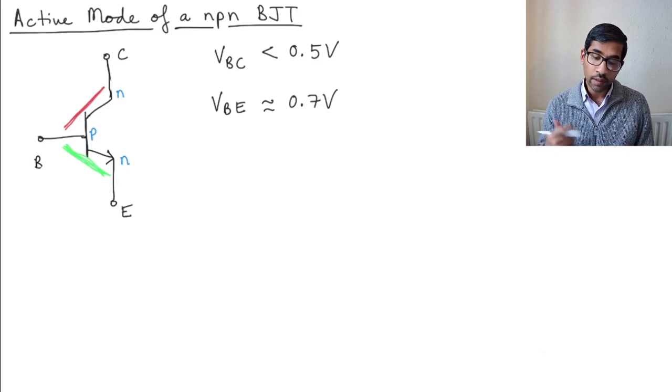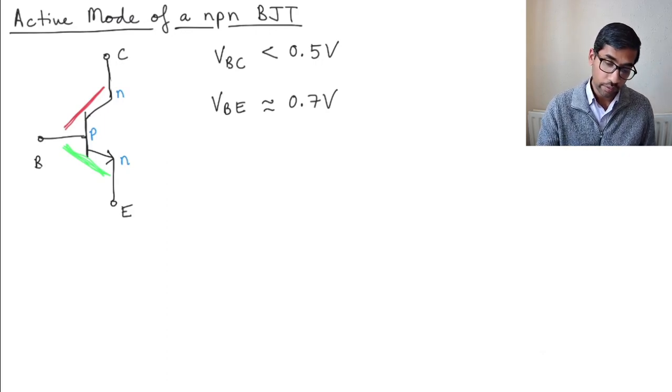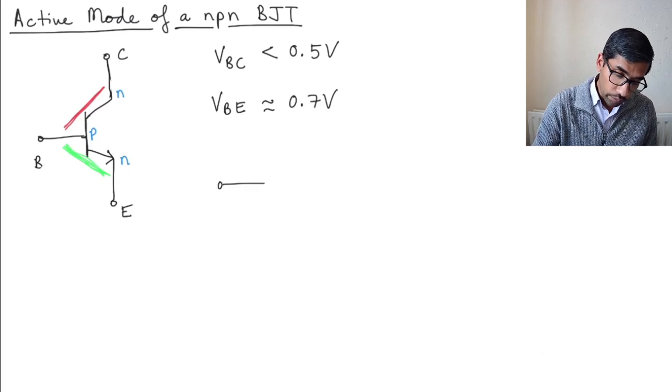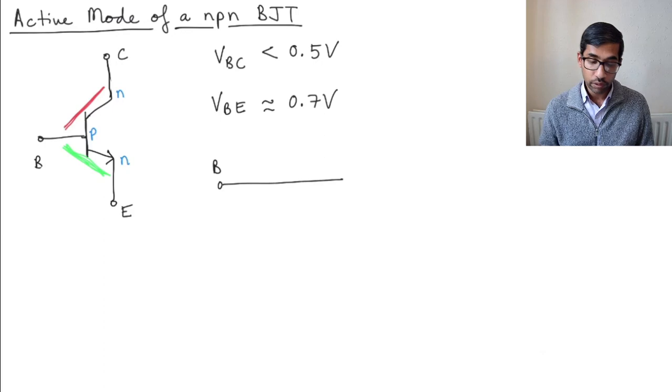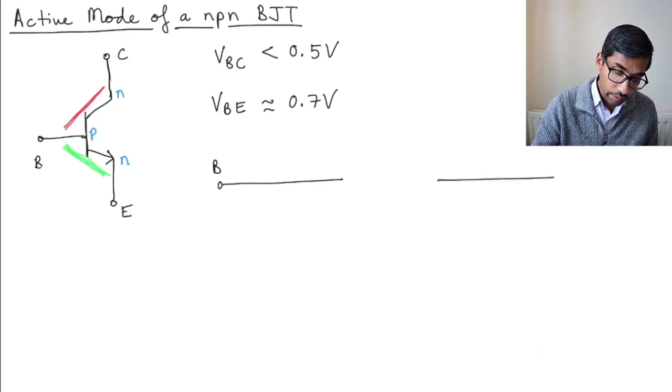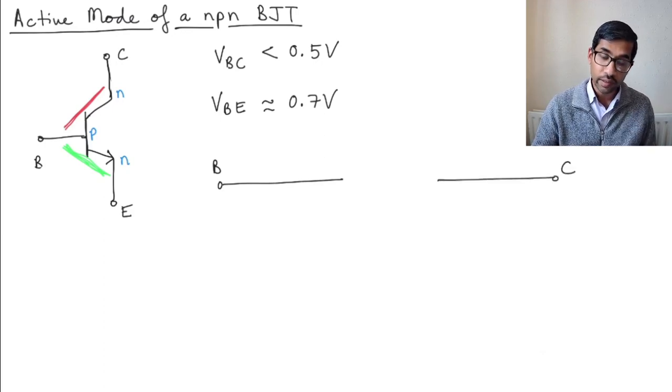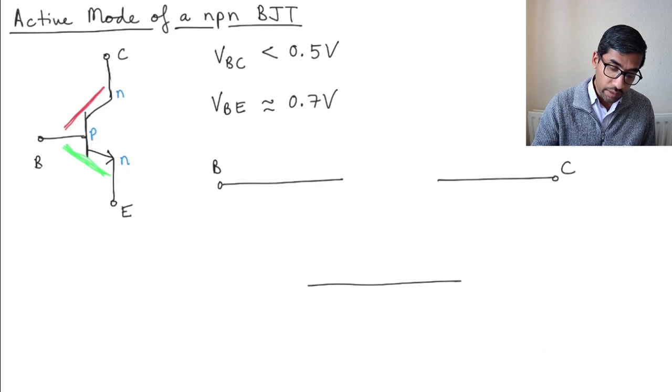Okay. So now in the active mode, how does the transistor operate? So let's build a model for that. We'll do a similar thing like we did in the cutoff mode. So you have the base here, you have the collector here, and you have the emitter here.